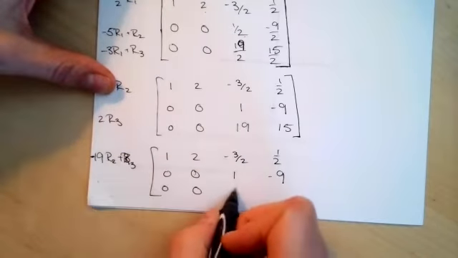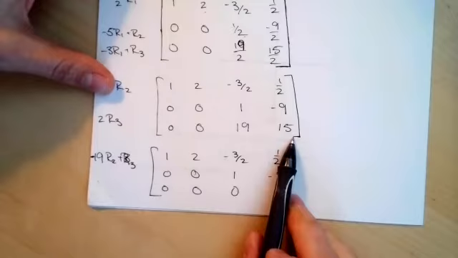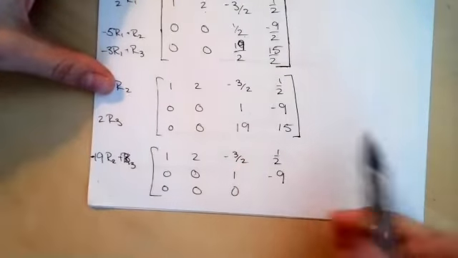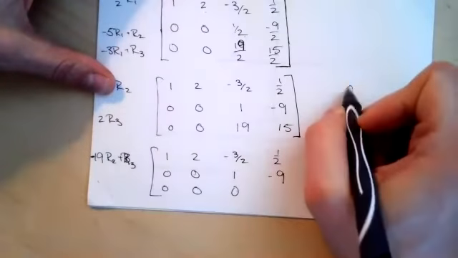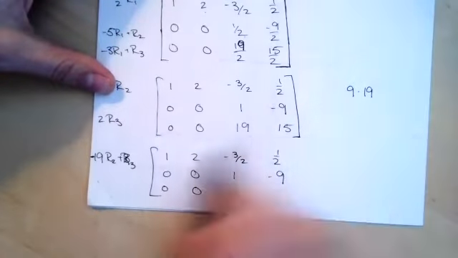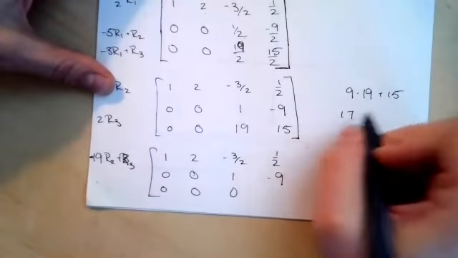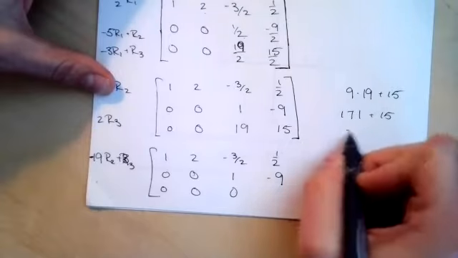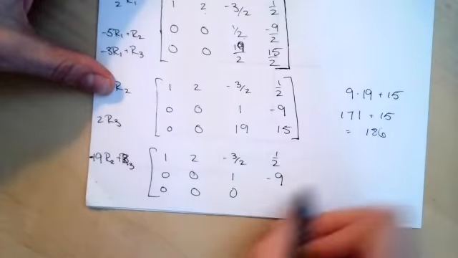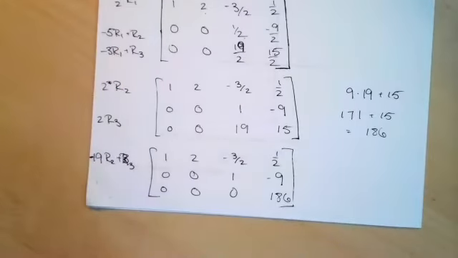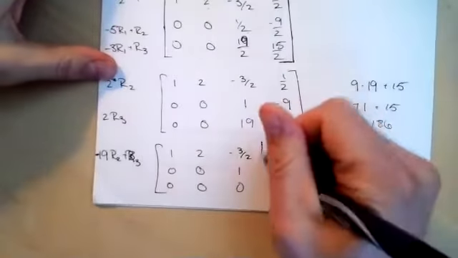We'll have a 0, 0, 0. And then what's this other one going to be? It looks like a mess. So negative 19 times row 2 will give us 9 times 19 positive plus 15. So whatever that is, 171 plus 15, so 186. So what's going to happen here? This ends up being a problem.